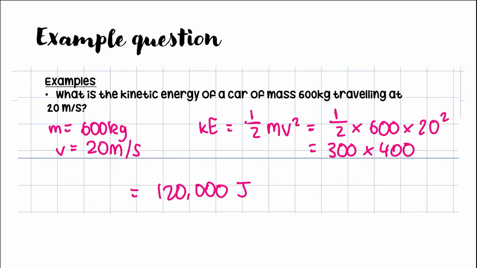Okay, so let's work through this example. You know the equation is kinetic energy equals half mv squared, and we're given the mass in the question, so that's 600 kilograms, and the velocity, which is 20. So just plug those numbers into the equation and you'll come out with 120,000 joules. You can convert that into kilojoules just by dividing by 1,000, and it will be 120 kilojoules.